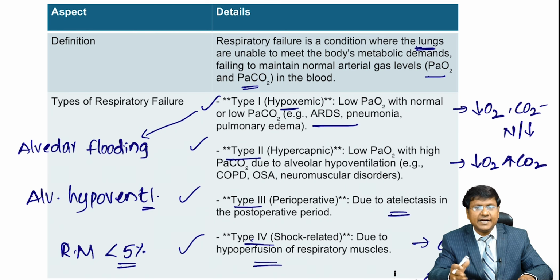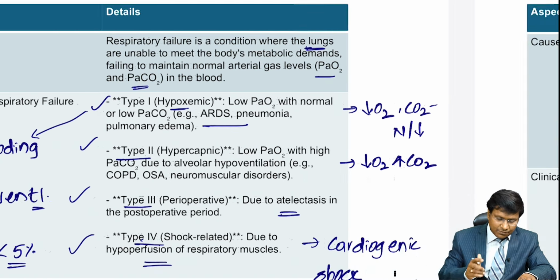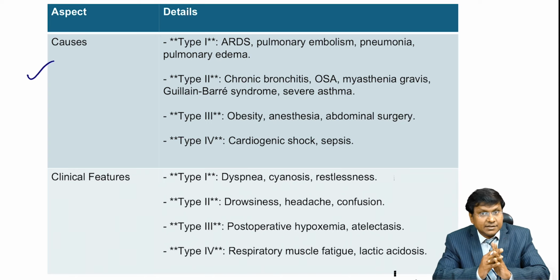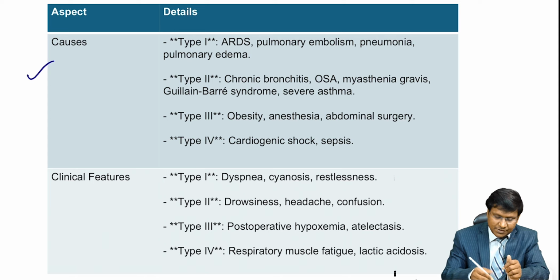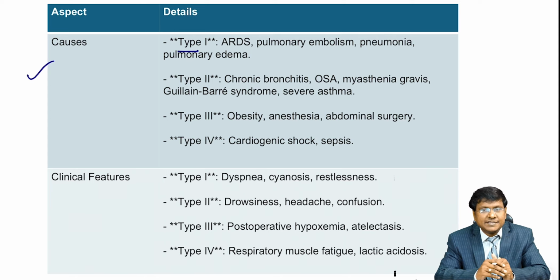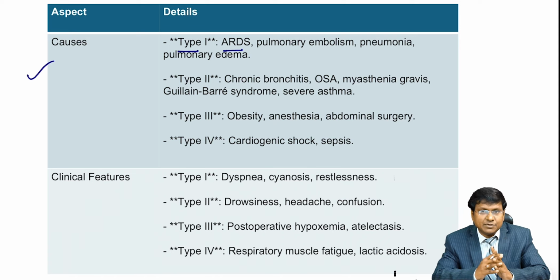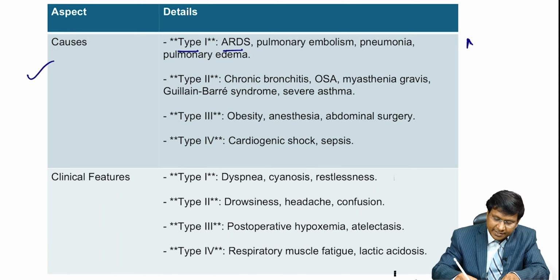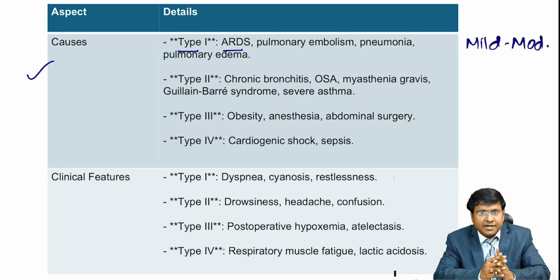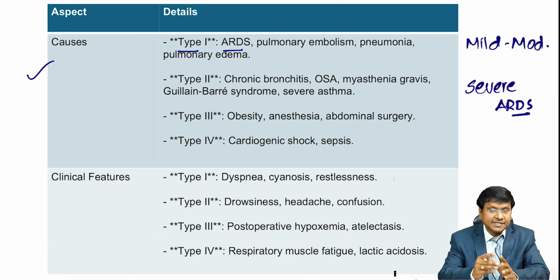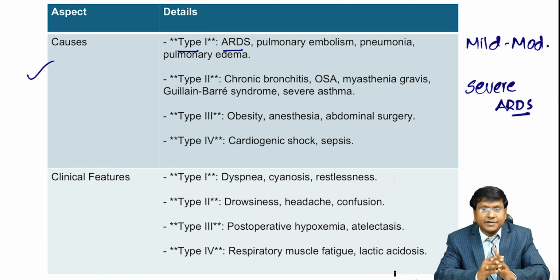So there will be hypoxia as well as hypercapnia. Now if you take the causes of respiratory failure of various types, type 1 respiratory failure, I have already said, is due to alveolar flooding. In patients with ARDS there will be non-cardiogenic pulmonary edema, and in the mild to moderate form of ARDS you will have type 1 respiratory failure, whereas in the severe form of ARDS it will be type 2 respiratory failure.